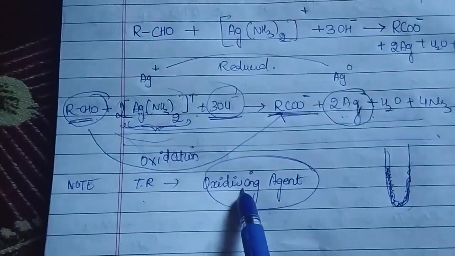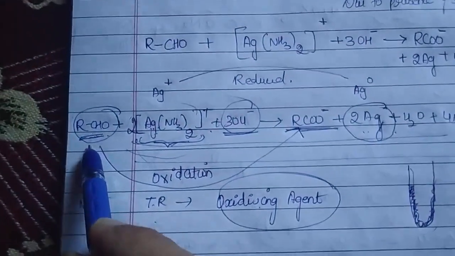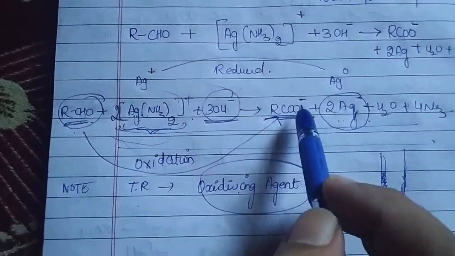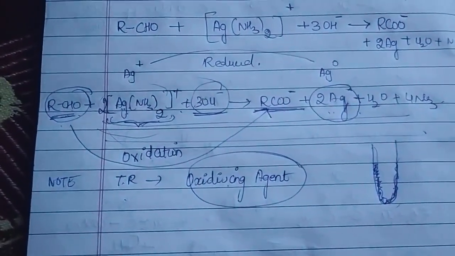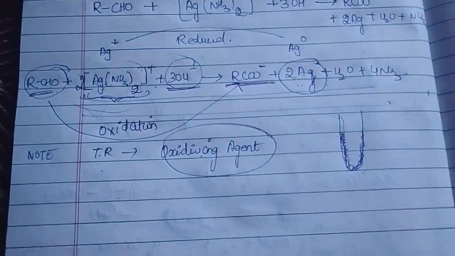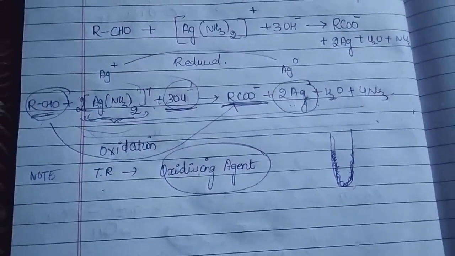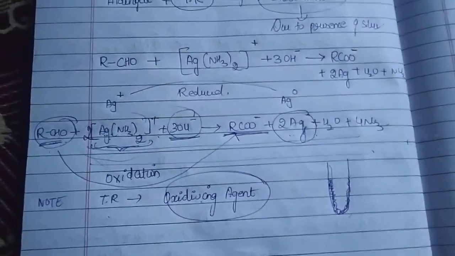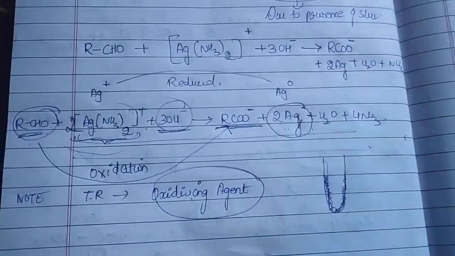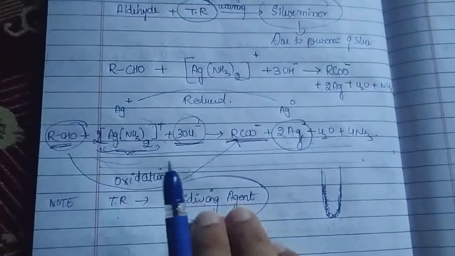Since your Tollen's reagent is an oxidizing agent, it is oxidizing your aldehyde to carboxylic acid. Is that important? Please note it down. Very much important concept. There are also certain exceptions. I will be dealing with them one by one as soon as we have understood this part first. Okay, understand this part. So let us begin once again.